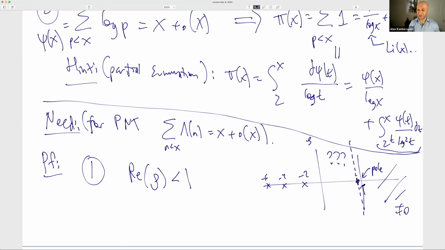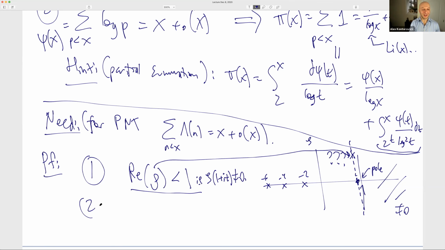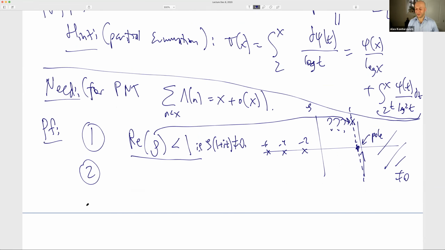This vertical line 1, I need to know that there are no zeros on the line. If all of the zeros are inside the line, that's step 1, to show that there are no zeros. So zeta of 1 plus it never vanishes. And then the second thing we need to do is conclude from that the sum of the von Mangoldt function is asymptotic to x.